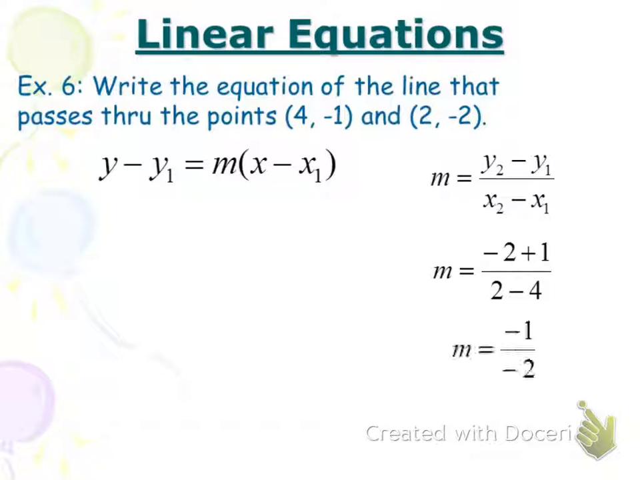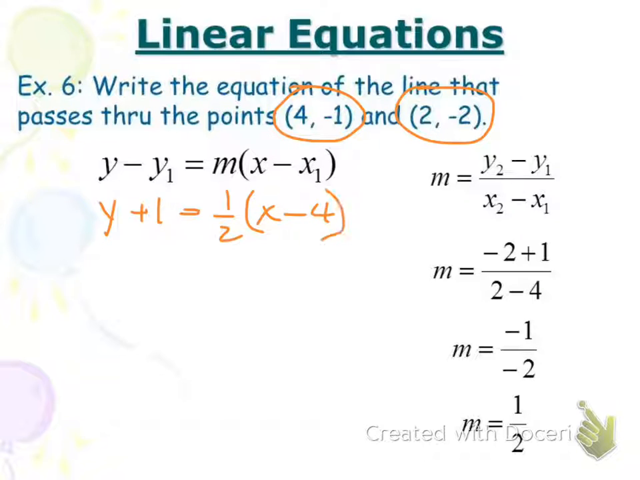So y2 minus y1 over x2 minus x1. Slope is 1/2. All right. Now, remember a moment ago when I said that the point slope form is not unique? I could use either one of these points at this juncture. I could use this point or this point. Plug them in and get y. If I use the first point, y plus 1 equals 1/2 times x minus 4. If I use the other point, I get y plus 2 equals 1/2 times x minus 2. Which one of those is correct? Both of them are correct.